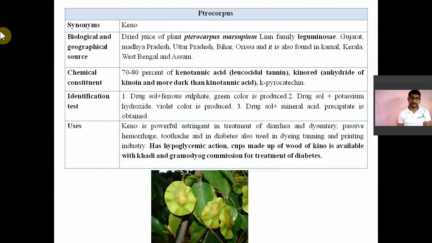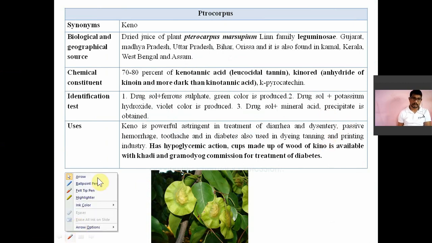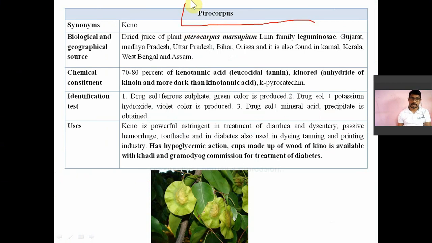Okay. The last drug of today's session is Pterocarpus. It is again a tannin containing drug. It is also known as Indian kino. The biological source is the dried juice obtained from Pterocarpus marsupium, family Leguminosae.